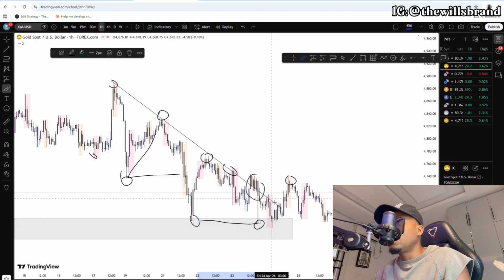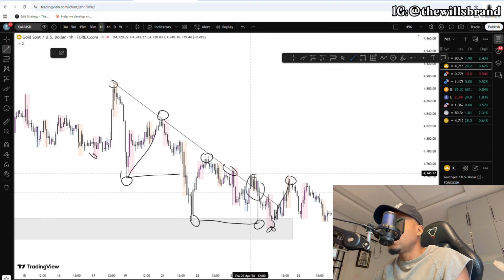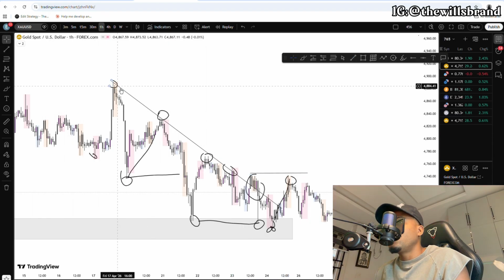Then we tried to make a correction. Price did not actually correct. So this was still like the same leg. So this was where we made that new low, right? Now market made a correction. If you check, this correction was actually still under this level because we keep having lower highs, lower high, lower high, lower high.